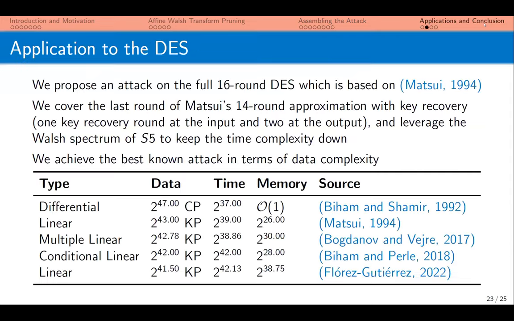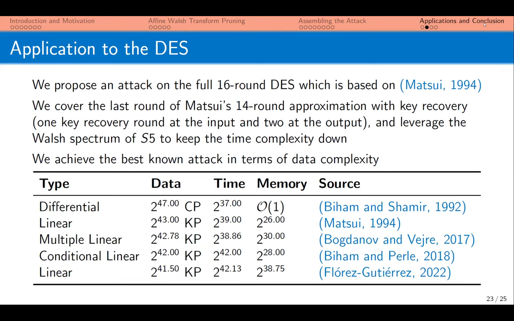Finally, I will briefly sketch the two applications which are described in the paper. The first one is the application to the DES. So we take Matsui's attack on the full DES and consider the 14 round linear approximation, which is used in this attack. And we remove the last round of this approximation and we'll cover it with key recovery instead.